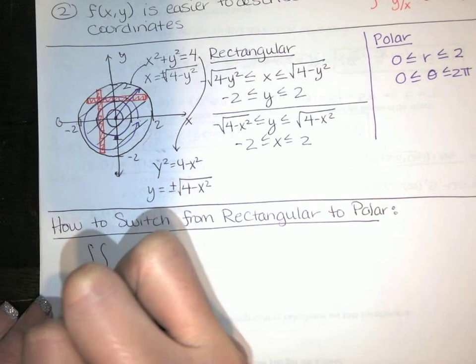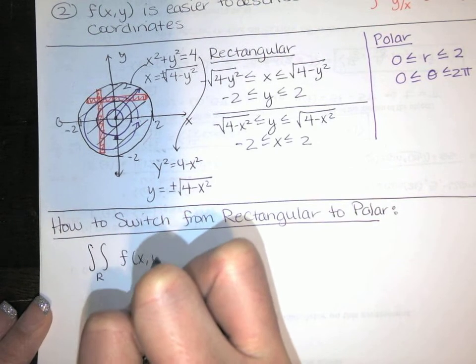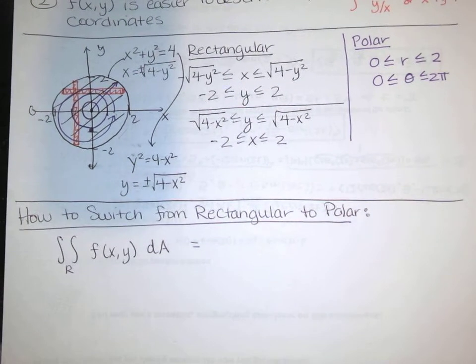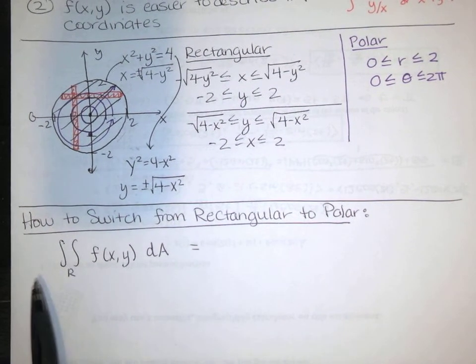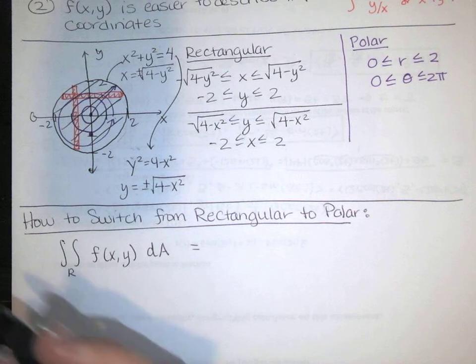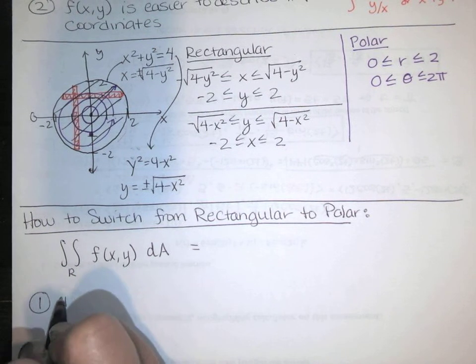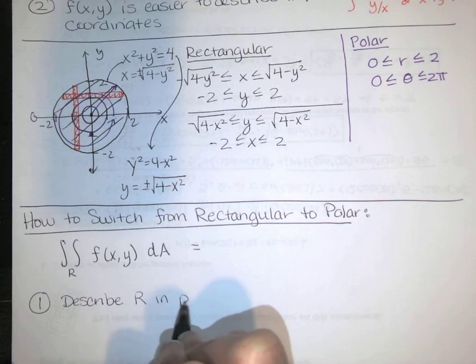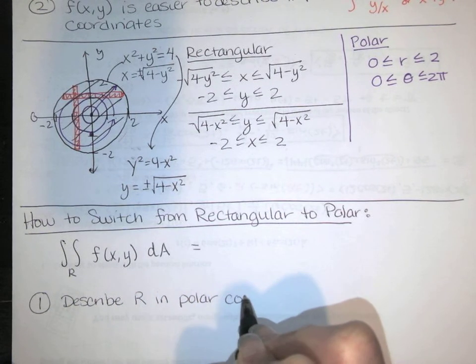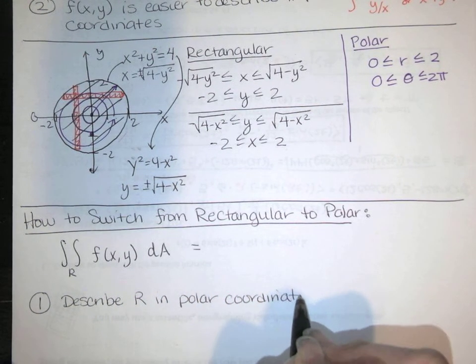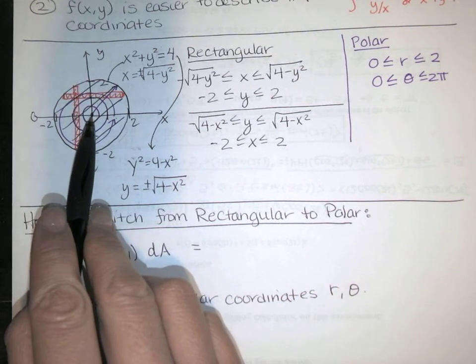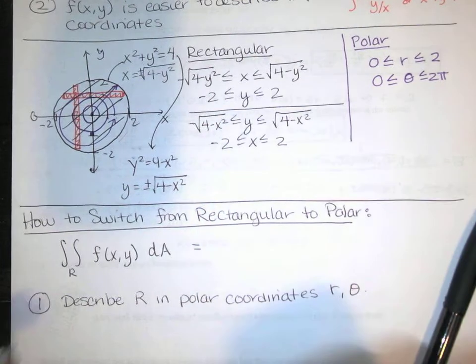You're taking the double integral over R of f of x y dA, and you want to write it in polar coordinates. Well, the first thing you need is a new description for R. So you need to describe the region of integration R in polar coordinates, kind of like we just did. Remember, those are circles radiating out from the origin. r goes from 0 out to some value.